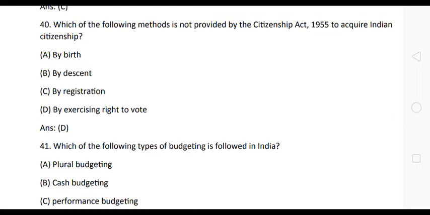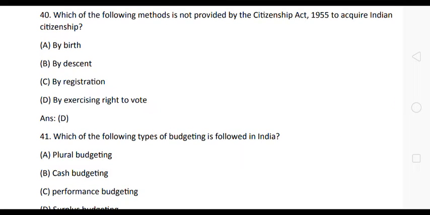The next question is, which of the following methods is not provided by the Citizenship Act 1955 to acquire Indian citizenship? Options are by birth, by descent, by registration, and D, by exercising right to vote. But the correct answer is option D, by exercising right to vote. With this method, citizenship is not provided by the Citizenship Act 1955.